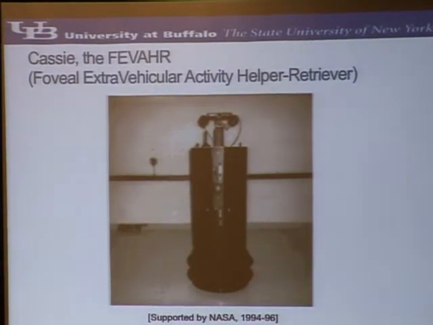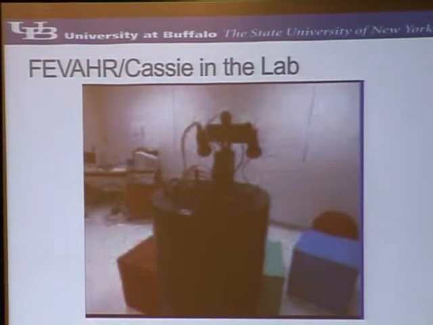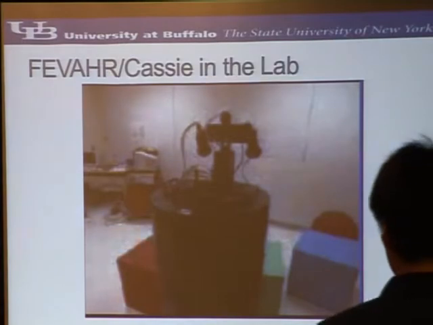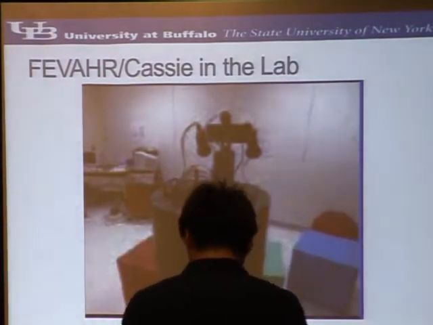So here are some agents. The first one was developed with Henry Hexmore and other people. This is the hardware version of it, and it was called a FEVAR, Foveal Extravehicular Activity Helper Retriever, which we did for NASA. Hard to believe, 20 years ago. Seems like yesterday. Well, that's a picture of it. This is a picture of it in the lab with these blocks representing people and other robots that it was dealing with, presumably on the space station. It's now sitting in a closet somewhere in Johnson Space Center.